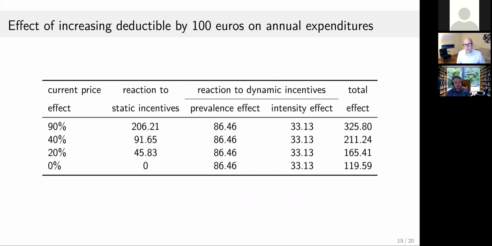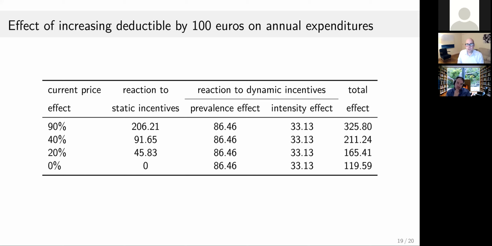And then I make a big jump without providing you with all the details, but I'm quickly going to discuss the results. What we get when we combine this with the key parameter we have estimated, that gamma E, is we basically get the reaction to dynamic incentives. We get the prevalence effect and we get an intensity effect. So what does that mean? The prevalence effect is, what does it do that there are dynamic incentives around? It decreases care consumption in that year by 86.46 euros. You can say, is that a lot? Is that not so much?